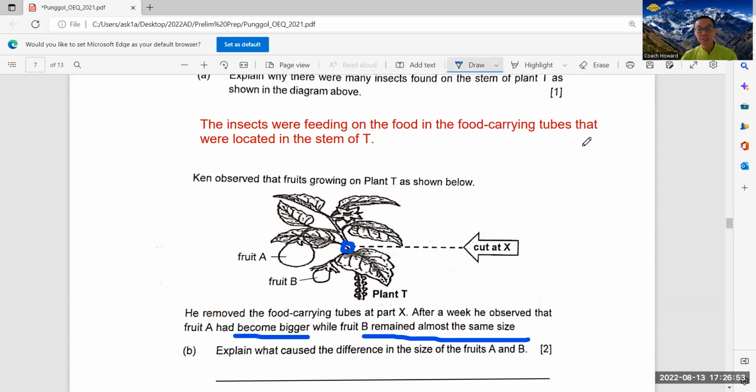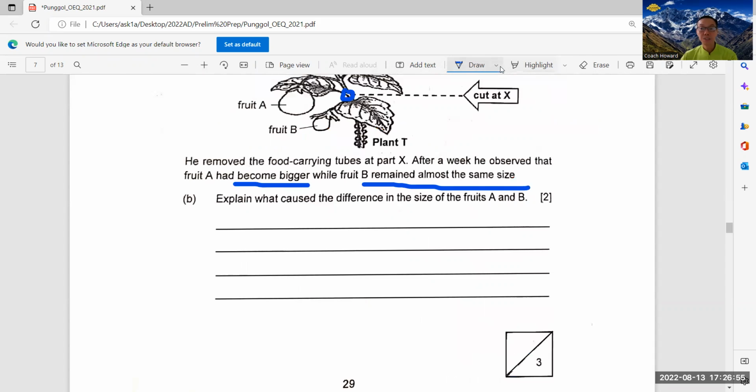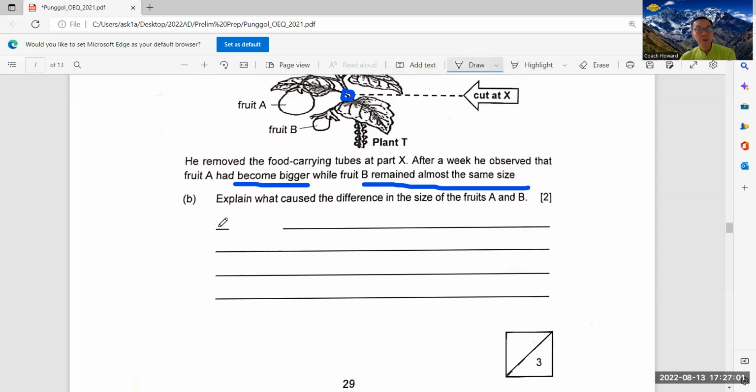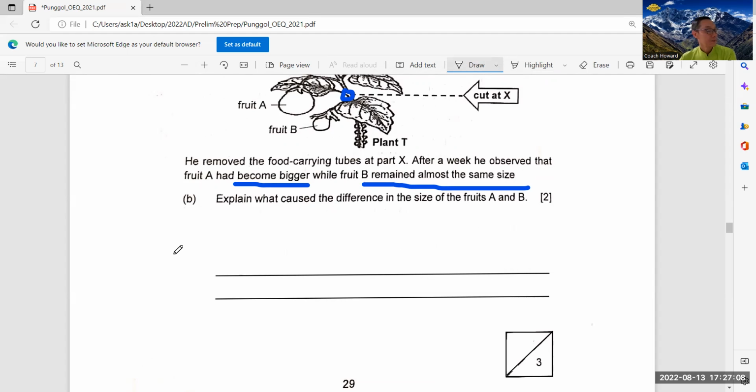He gives you some time to think through this. What caused the difference in the sizes of fruit A and B? They give you some hint about the leaves. Look at those leaves that supply food to fruit A. Okay. Okay, fruit A.